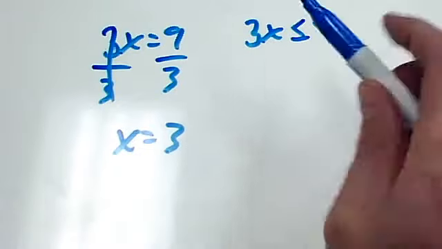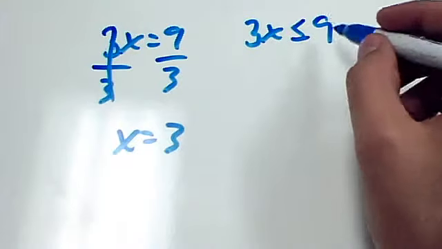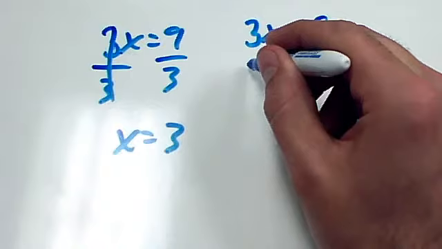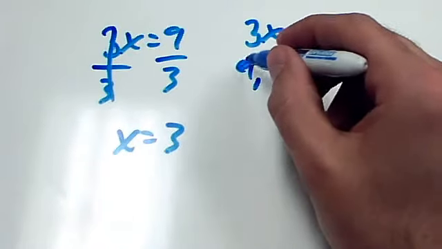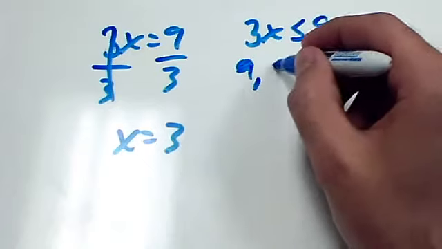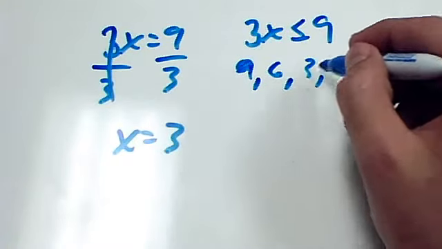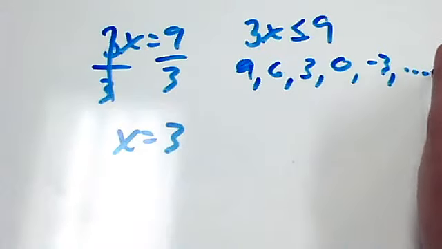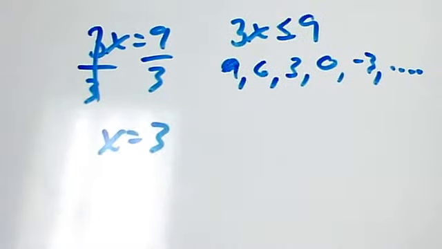Something that's less than or equal to 9. Alright, well, let's see here. What are values that are less than 9? Well, 9, and I'm going to do multiples of 3 for convenience. So 9, 6, 6 is less than 9, 3 is less than 9, 0 is less than 9, negative 3, and if I keep going, then I'll end up getting all these different values.